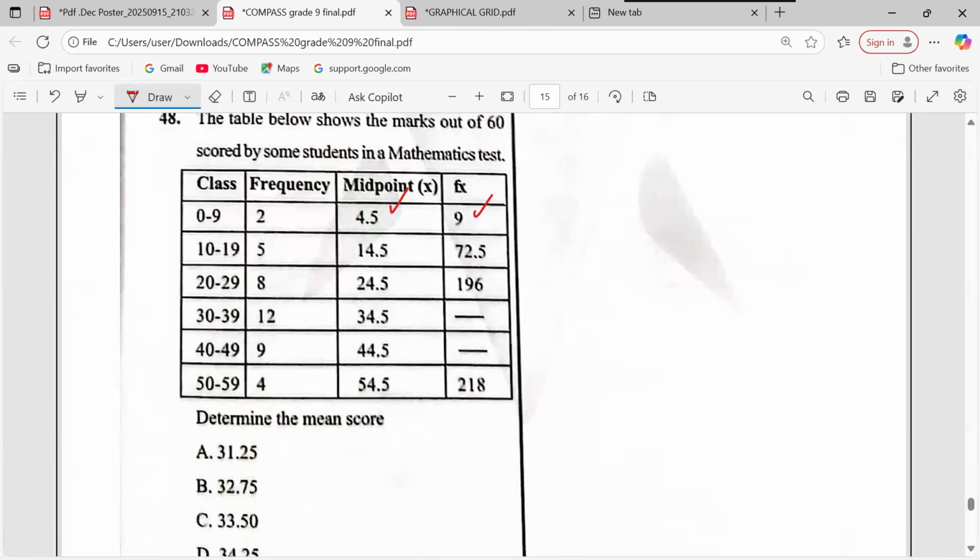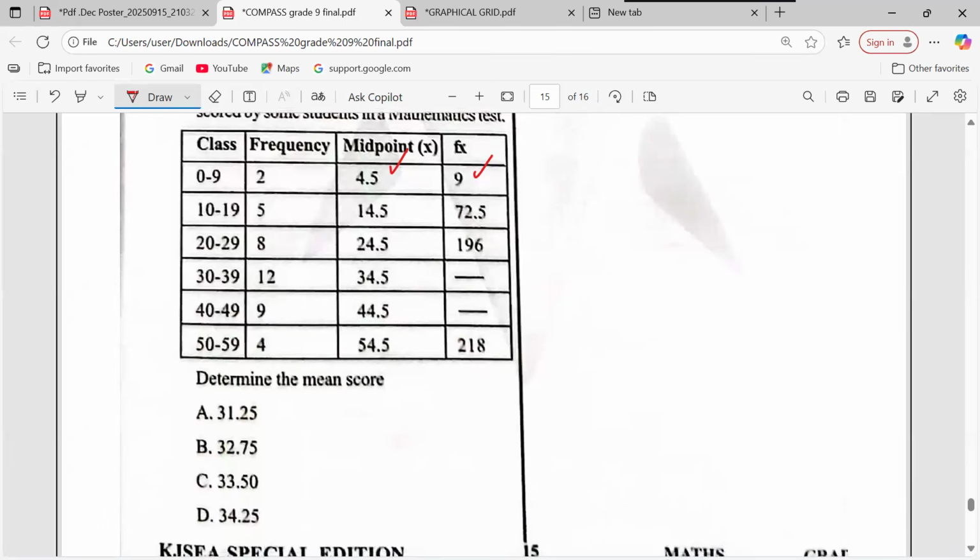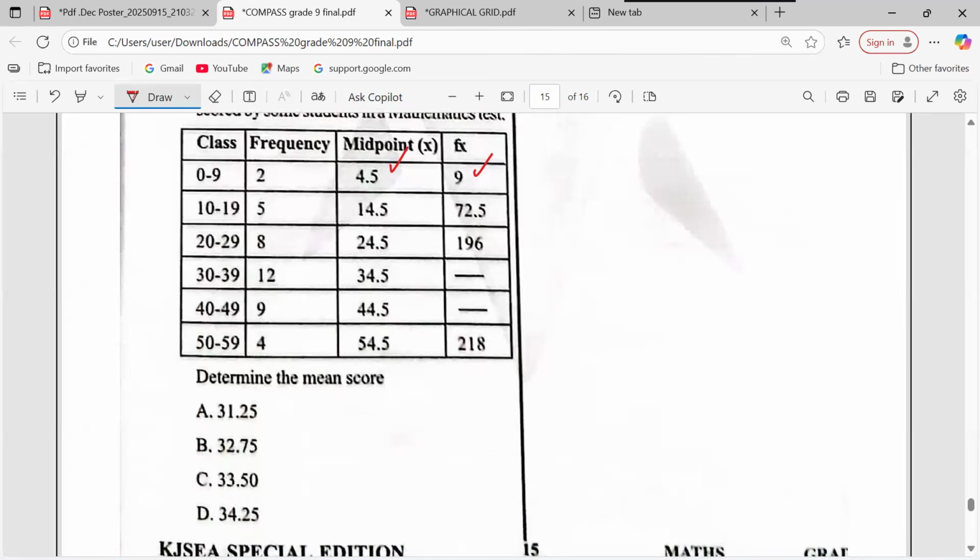Then the next midpoint times the frequency, like that. These are total marks now, fx total marks. The next one is 12 times 34.5. That will give us 414. Then 9 times 44.5 will give us 400.5.